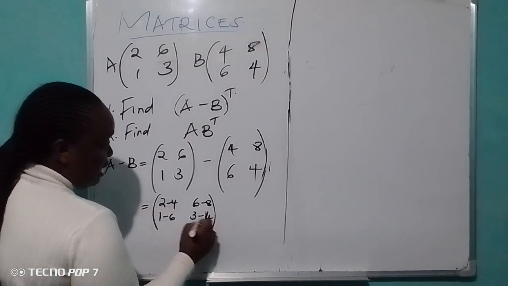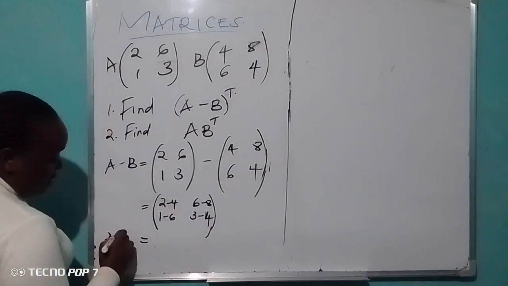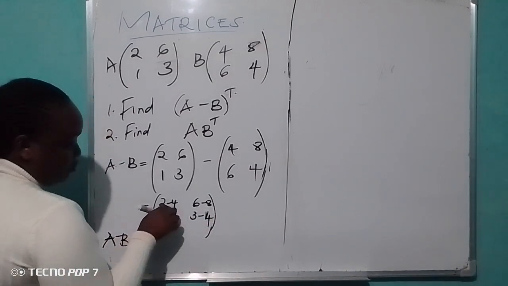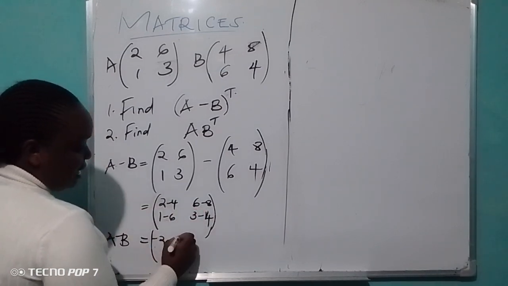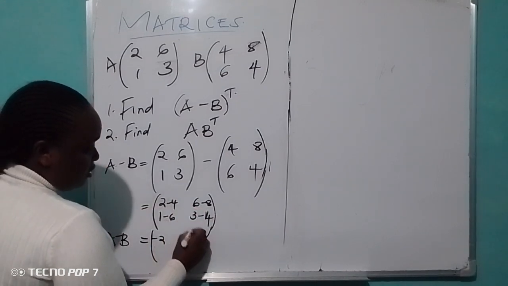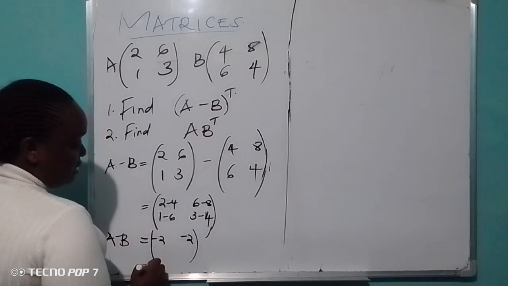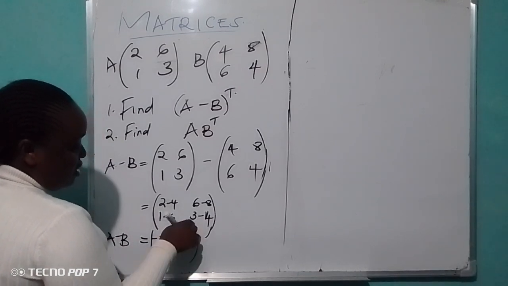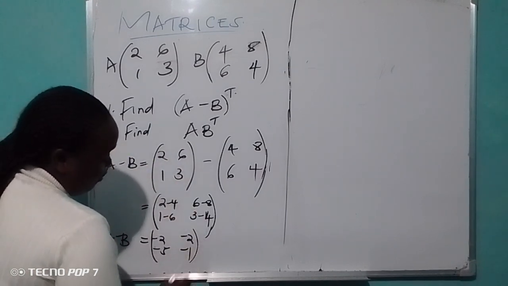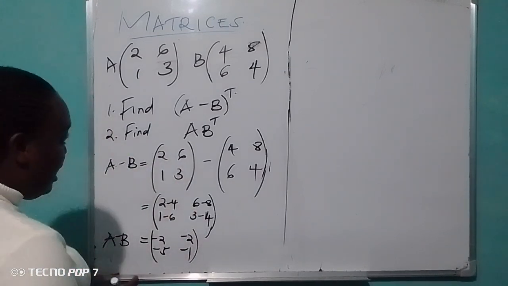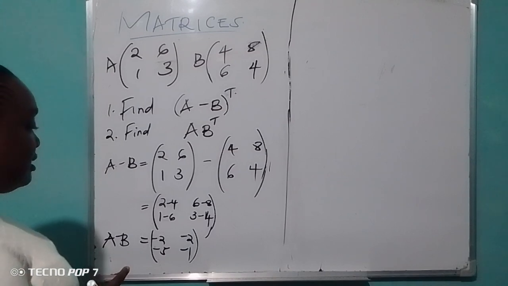Corresponding elements. So A minus B is equal to: 2 minus 4 is negative 2, 6 minus 8 is negative 2 also, 1 minus 6 is negative 5, 3 minus 4 is negative 1. So A minus B is that.